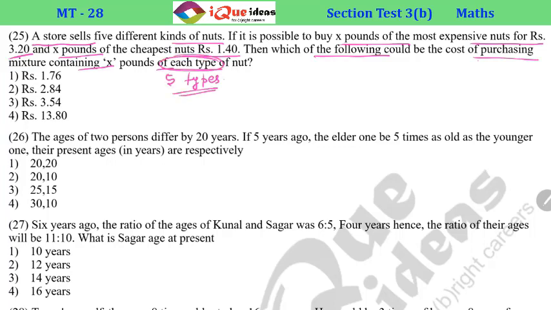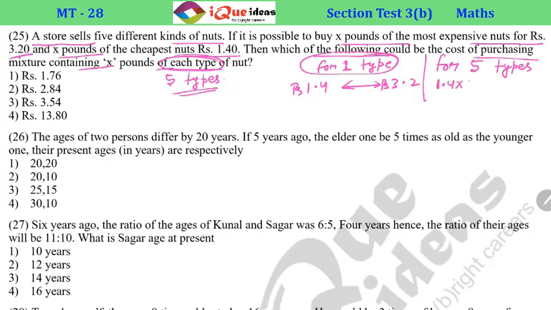Alright, so if I have the minimum for, let's say, one type, the cost is from 1.4 rupees to 3.2 rupees. This is for one type, right? That means for 5 types, it will be a simple multiplication of 5. So for 5 types, the total expenditure should be 1.4 into 5 up to 3.2 into 5. So 1.4 into 5 is 7 and 3.2 into 5 is 16. So the cost has to be between 7 and 16.